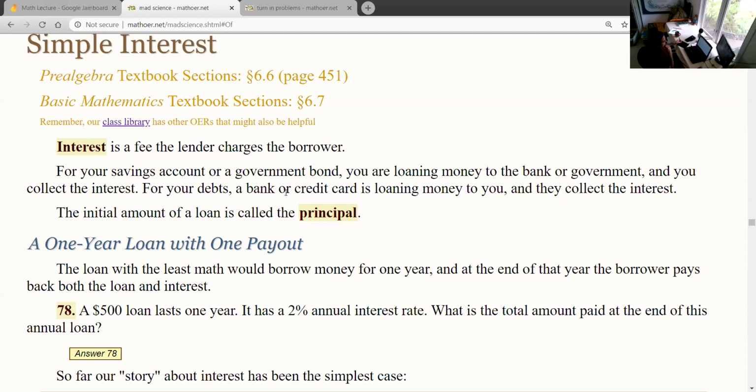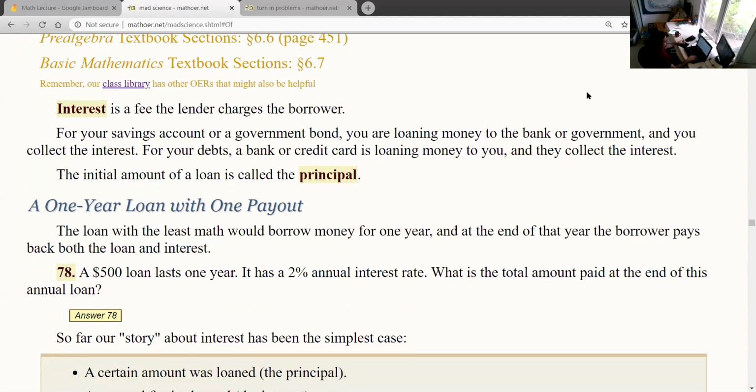If you have a bank account that you have a mortgage or a credit card that you owe money, then they are loaning money to you and you have to pay the interest. But interest is just a fee that the lender gets from the borrower. Another bit of jargon, the initial amount of the loan is called the principal. So simple interest has a design where everything happens in 1 year.